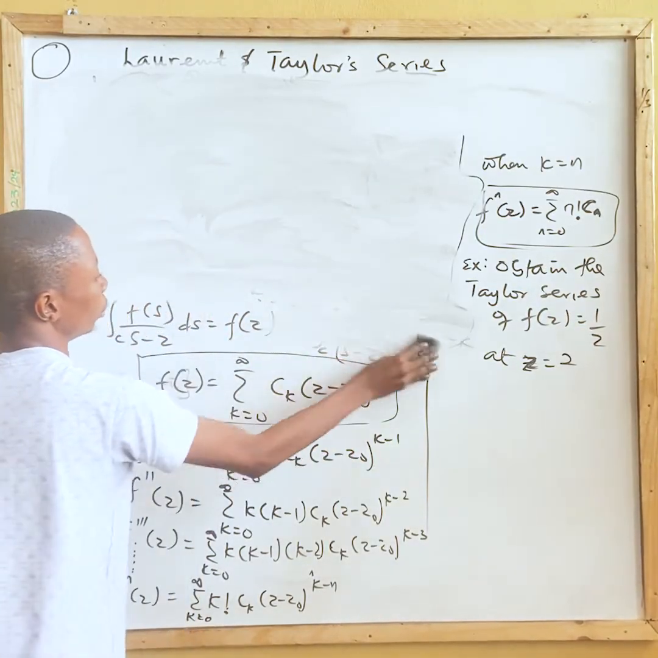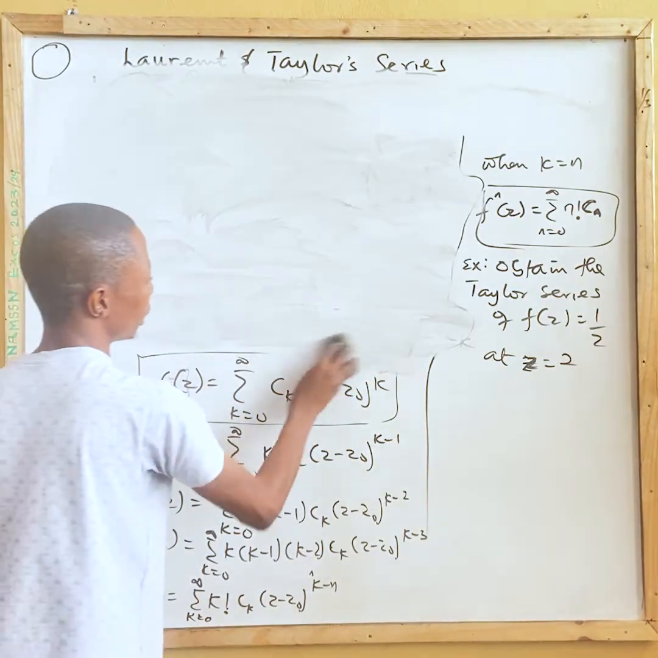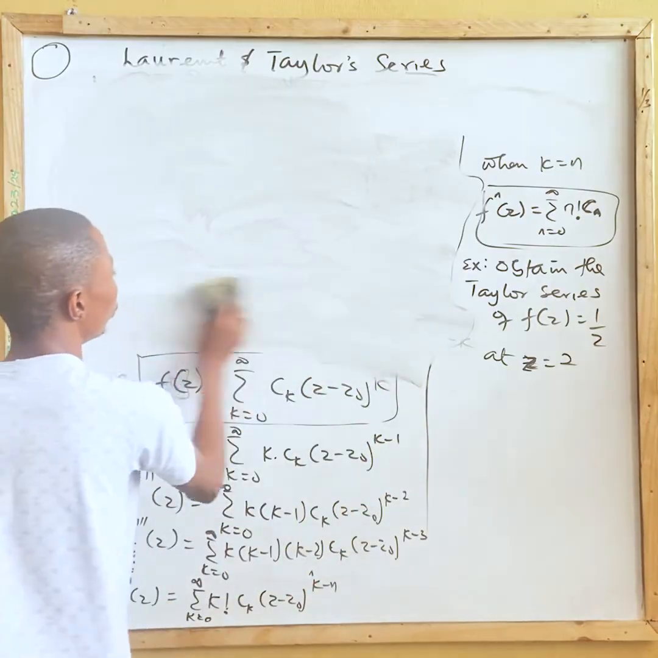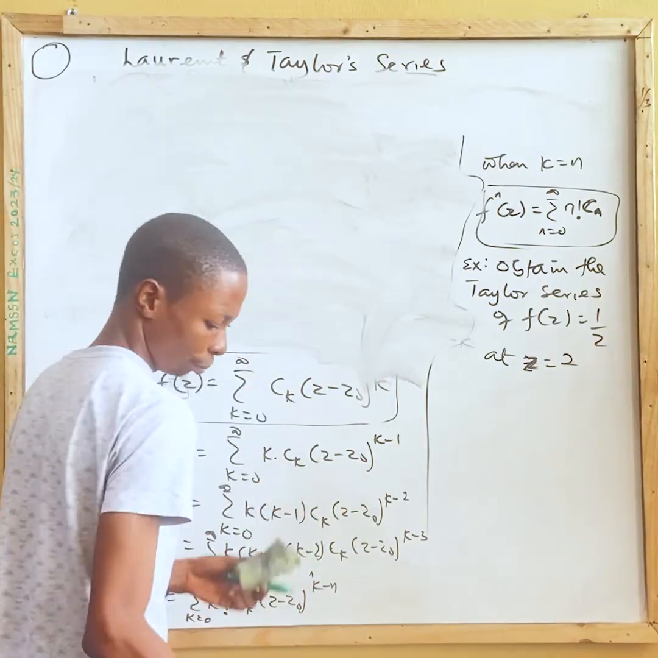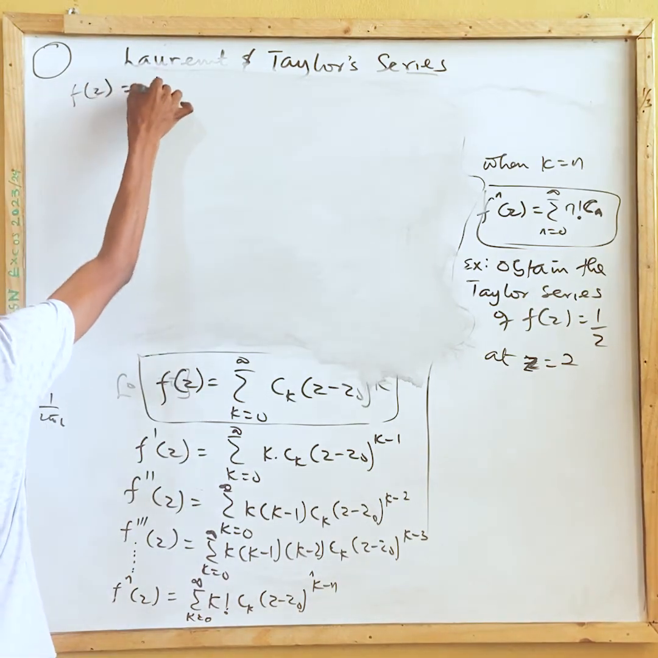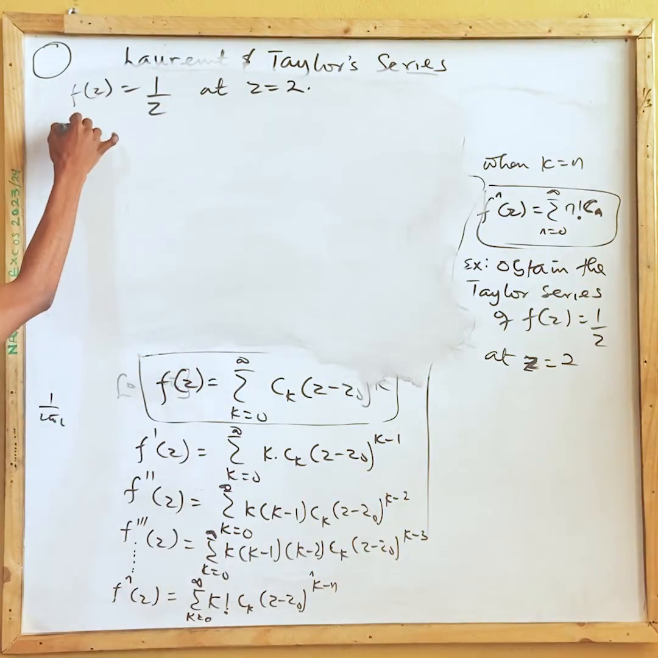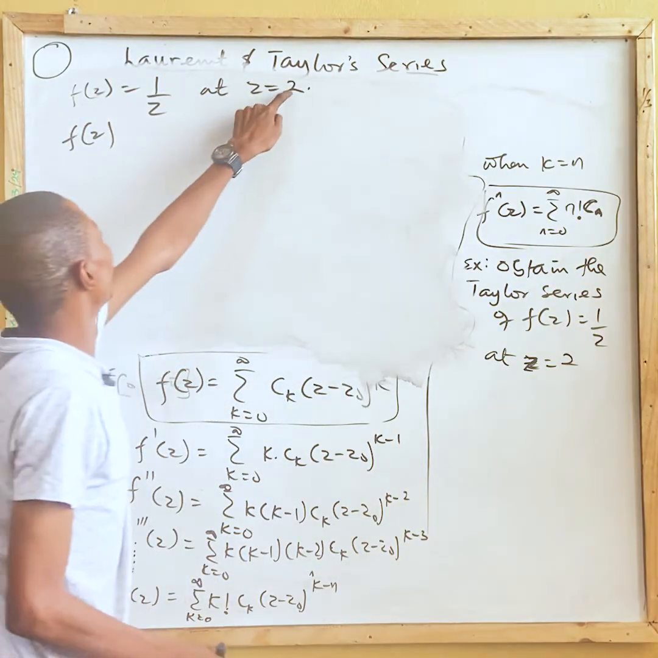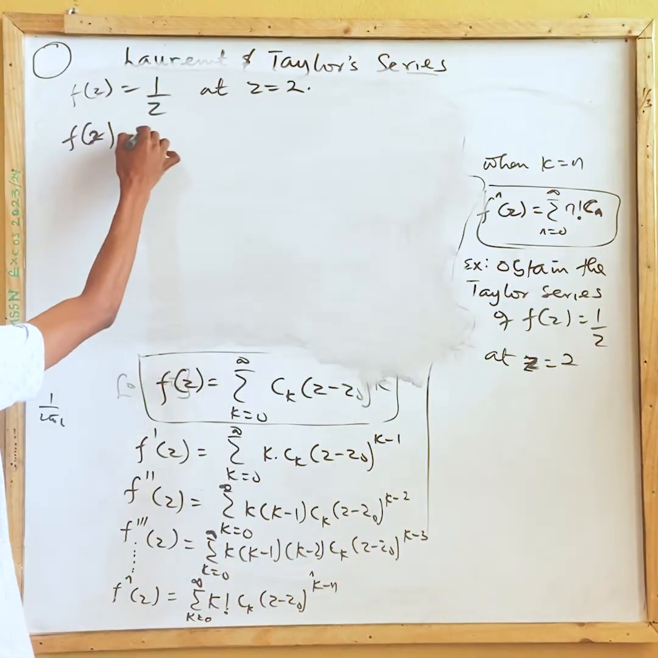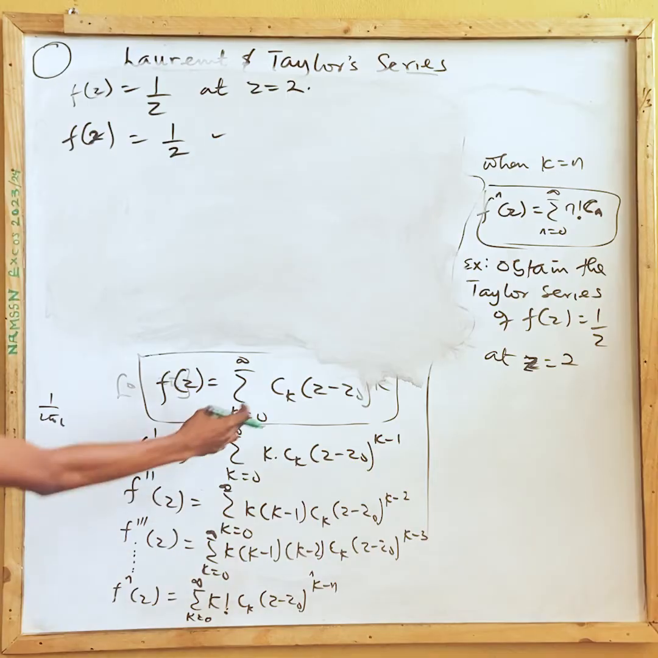So let's do this. Let's expand 1 over z at z equals 2. Now I want to expand f(z) equals 1 over z at z equals 2. Now we need f(2), that's 1 over 2. Fine. Then we start differentiating from here.